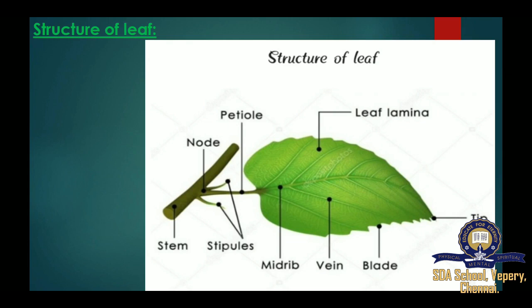A large number of veins spread out from the midrib to all parts of the leaf. The midrib and veins consist of a bundle of tiny tubes, some of which carry water into the leaf. Others carry away the food from the leaf. There are minute pores on the surface of the leaf which are called stomata, which allow the gases to move in and out of the leaves. They also allow the excess water vapor to go out of the leaf.